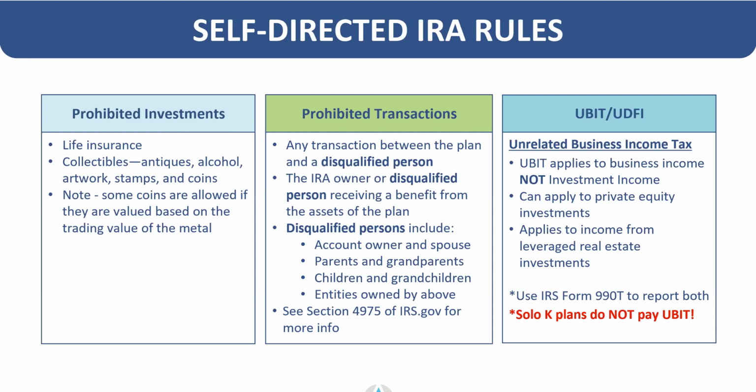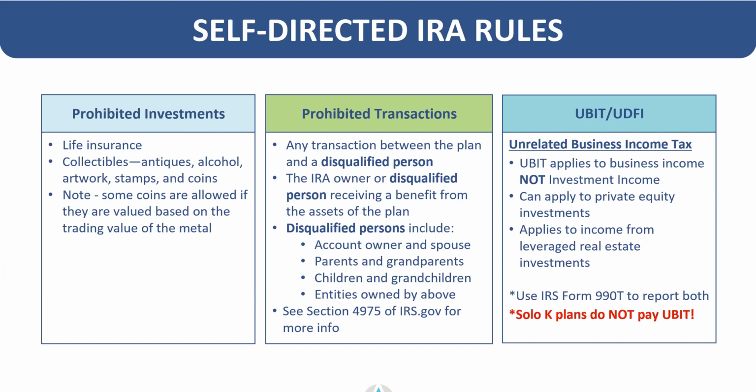The IRS also limits certain transactions you do inside the account. So your IRA, even if it's buying real estate or a syndication or making a loan, your 401k cannot transact with any disqualified person, or the IRA owner or plan owner cannot receive any benefit from the assets held in the plan. The disqualified persons for your retirement account include yourself, your spouse, your parents, grandparents, children and grandchildren, and any entities that are owned by those persons as well.